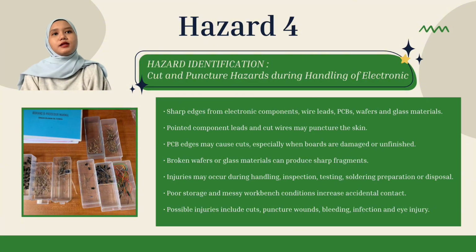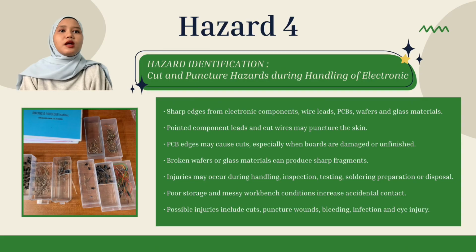So this hazard is related to sharp materials such as electronic components, cut wires, printed circuit boards, semiconductor wafers, and glass-related materials. For hazard identification, these materials may have sharp edges, pointed terminals, or brittle surfaces. For example, component leads and cut wires can puncture the skin if students handle them carelessly. PCB edges may also cause cuts, especially when the board is damaged and not properly finished.